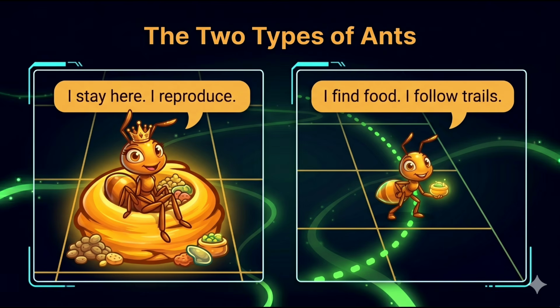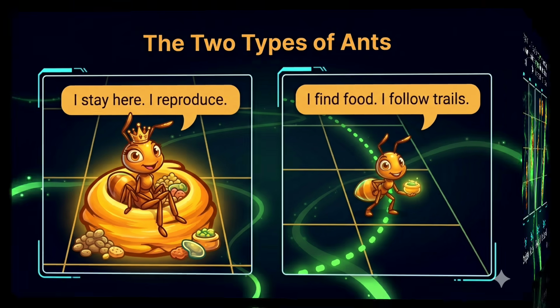Queen ants never leave the nest. Their only function is to reproduce, and even that is probabilistic, only happening when the nest has plenty of food. Every nest always has exactly 1 queen at the start, though more can be born. Worker ants do everything else. They leave the nest, wander around the grid, find food, carry it back, and drop pheromone trails as they go. They are the ones doing all the work, hence the name.